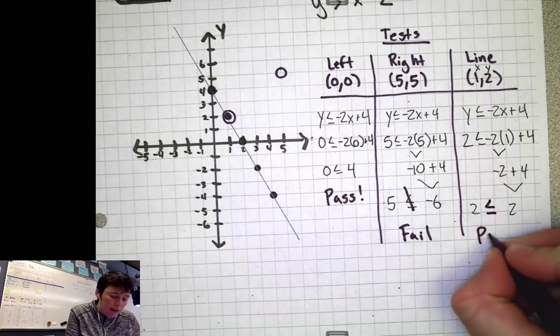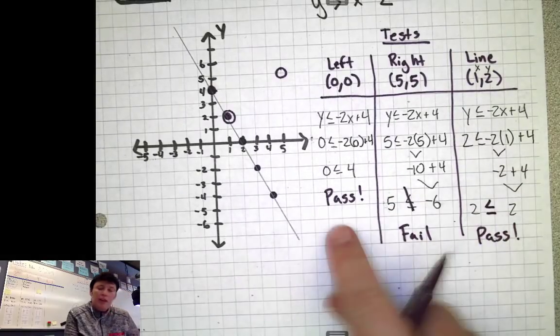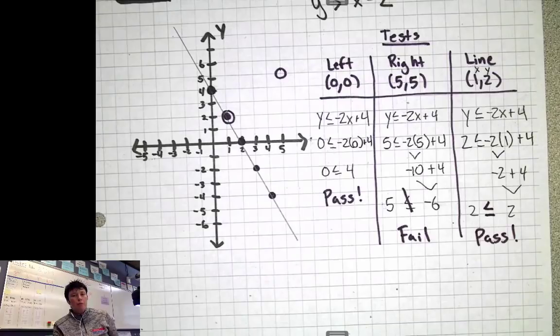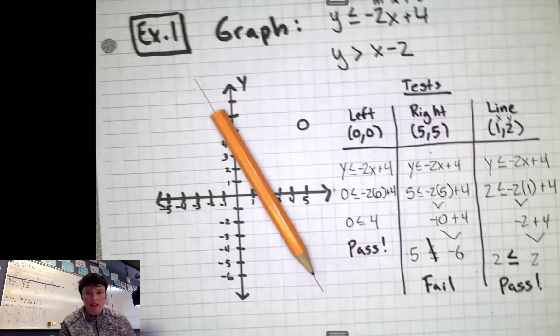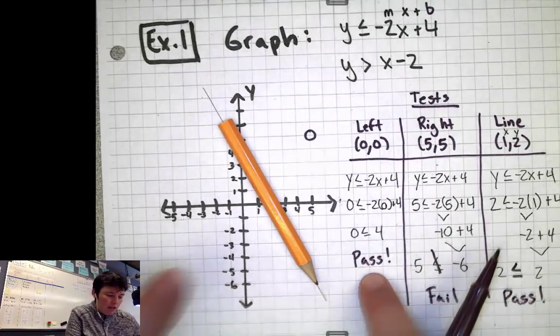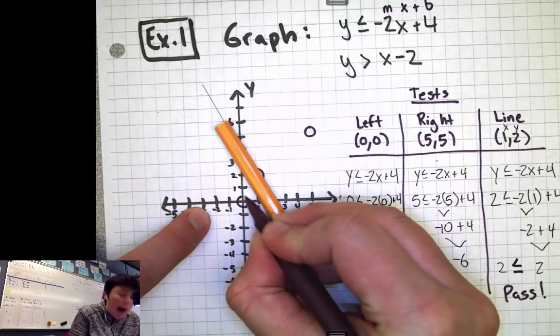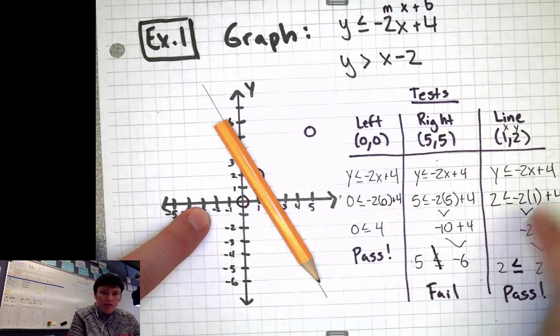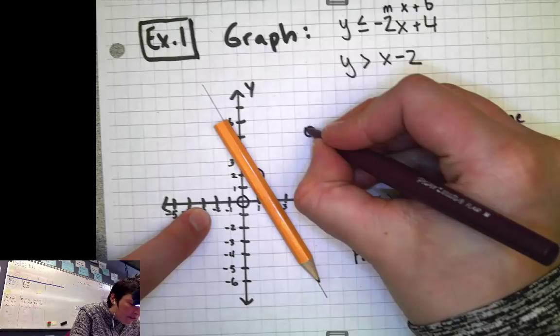So this is a pass. So we have pass, fail, pass. So now what we get to do is go work on our graph a little bit. Here's my line. I'll put my pencil there so I can see it. The left side at 0, 0, which is right here, passed, so that's good. But the right side at 5, 5, this one failed.